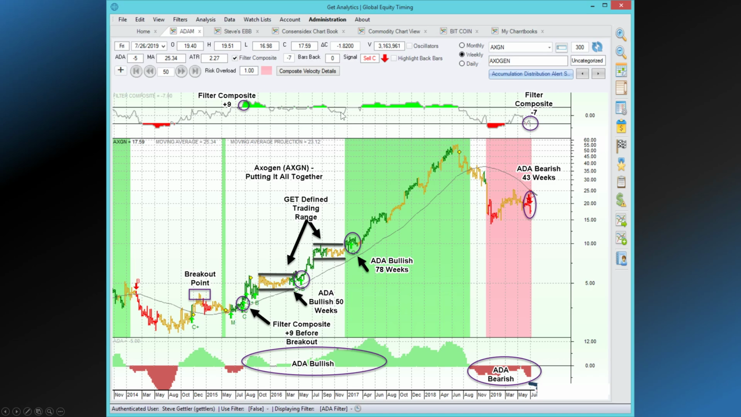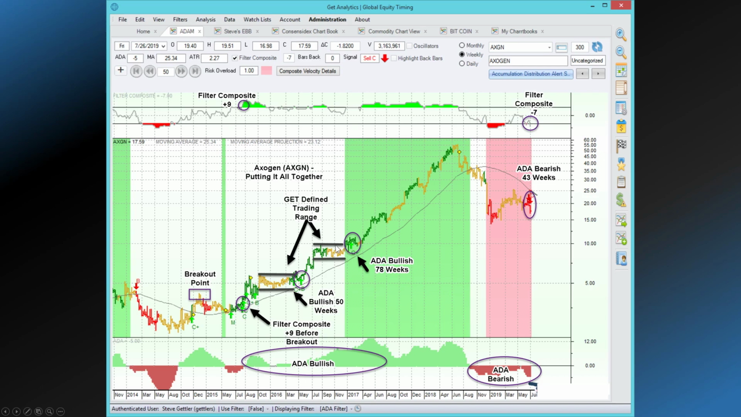Also, take a look at the fact that in this time frame the filter composite, which had backed off a bit during the trading range, zoomed back to being positive just before price broke out. Not as positive as it had been back here, but still, nonetheless, it had improved enough to make us want to take the trade, in addition to the ADA being so powerfully positive. We got the buy signal just beyond the trading range.